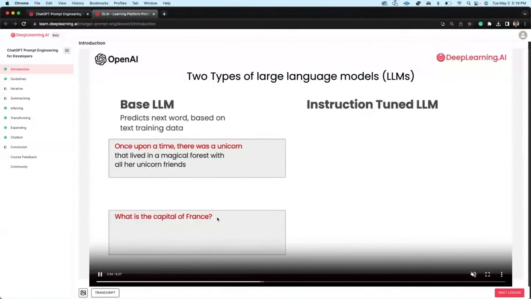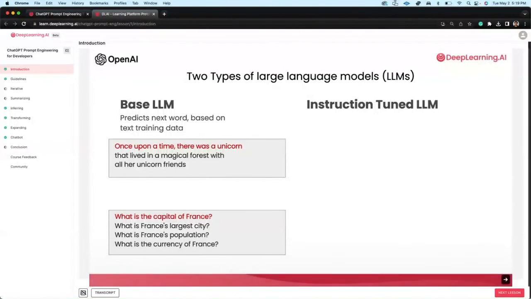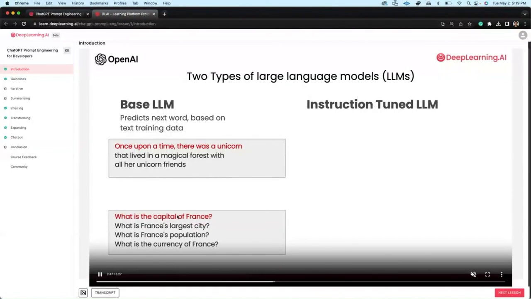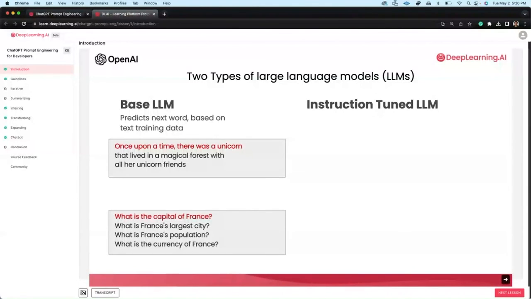So if you say, what is the capital of France? It might say things like, what is the capital of England? What is the capital of Germany? What is France's largest city? What is France's population? Because all it does is just complete. It's like, oh, I'm taking from the internet. There is, what is the capital of France? Chances are there are things like, what is France's largest city? And it just gives you that list.